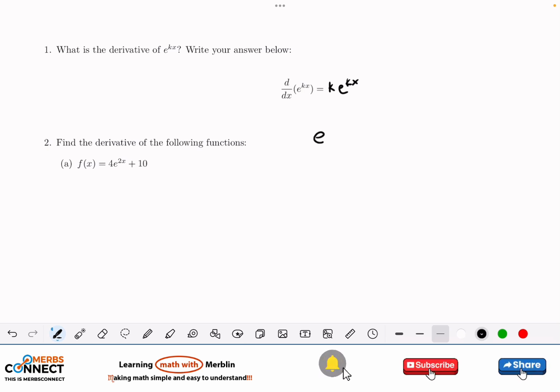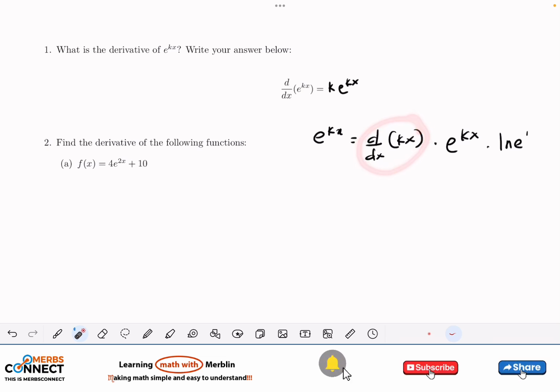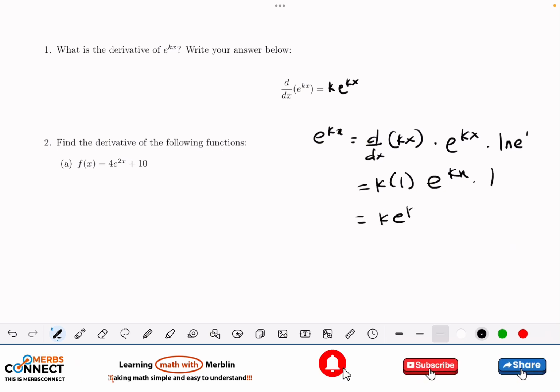If I want to differentiate e to the power kx, I differentiate what is on the top, which is kx, maintain the function e to the power kx, and then multiply by the natural log of the base. Since k is a constant multiplying x, I'll have k, and when I differentiate x, I'll have 1. So it is e to the power kx times ln e, and ln e is 1, so this will be k e to the power kx.